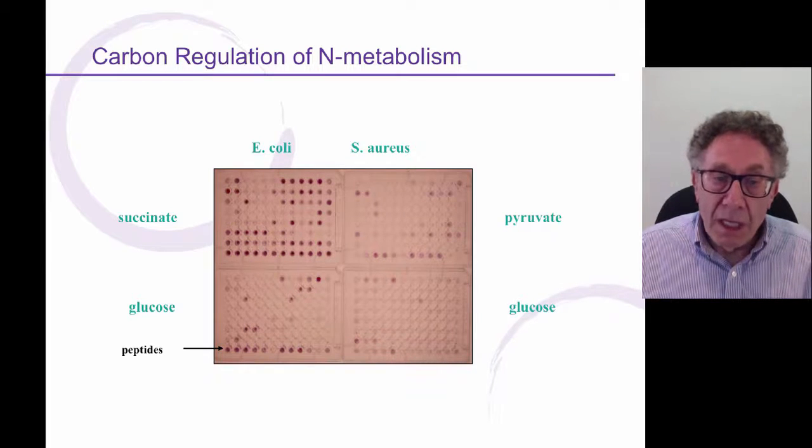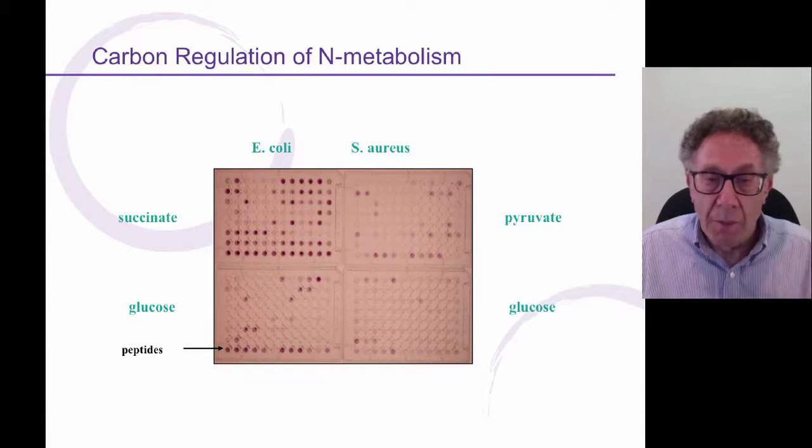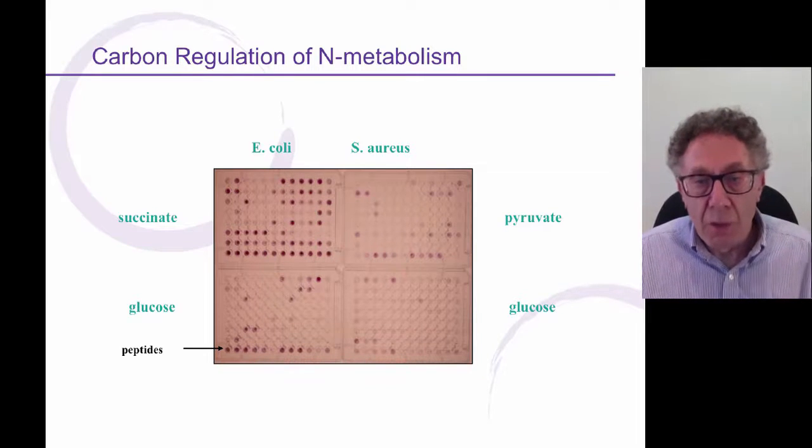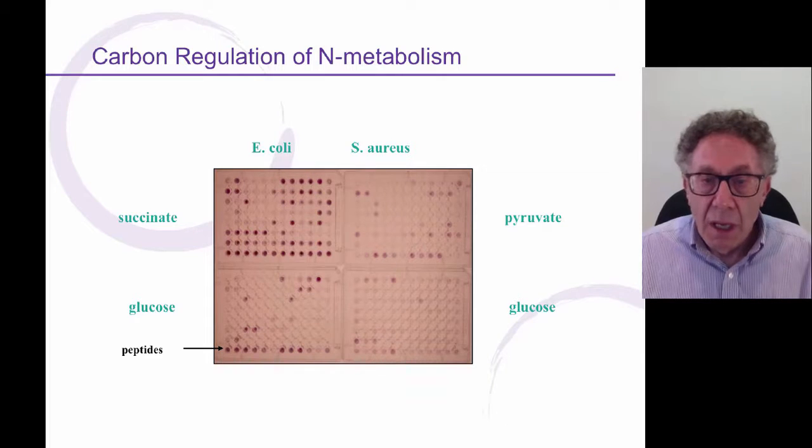And if you use something in between succinate and glucose, like glycerol or pyruvate, you'll get a pattern that's in between the succinate and the glucose pattern. So E. coli regulates nitrogen sort of like a rheostat, kind of up and down. But when we look at the gram-positive bacterium Staph aureus, we see a very different picture.